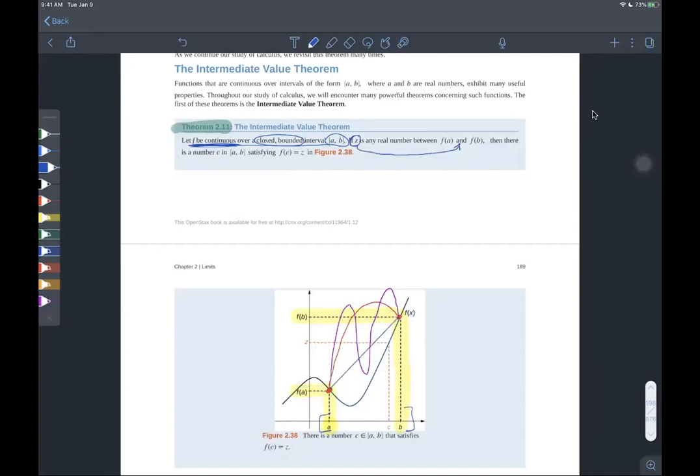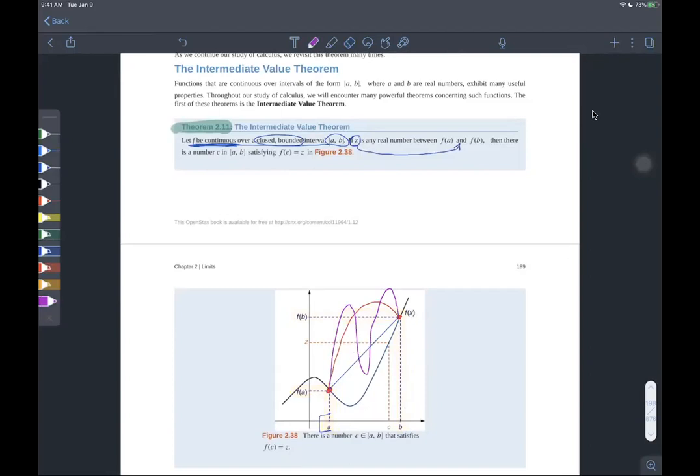Hopefully obvious in the sense that if you're rising from a height of f of a to a height of f of b, and you have to do it without lifting your pencil, you're going to go through every single y value all the way up to f of b. So if z is any real number between f of a and f of b, then there has to exist a value c in the closed interval from a to b such that f of c is z. Okay, and you can see that that's actually true with any of the graphs that I made here. You can draw this graph as long as it's continuous.